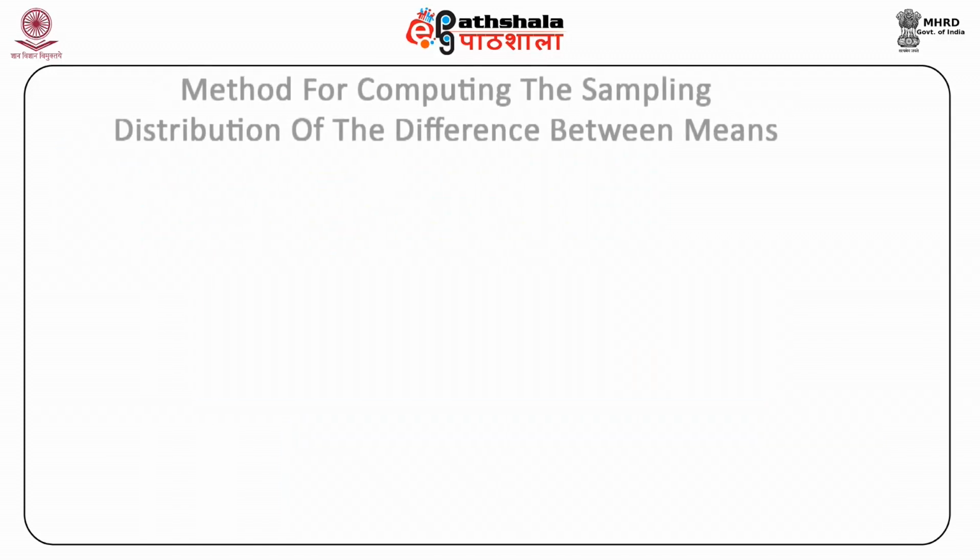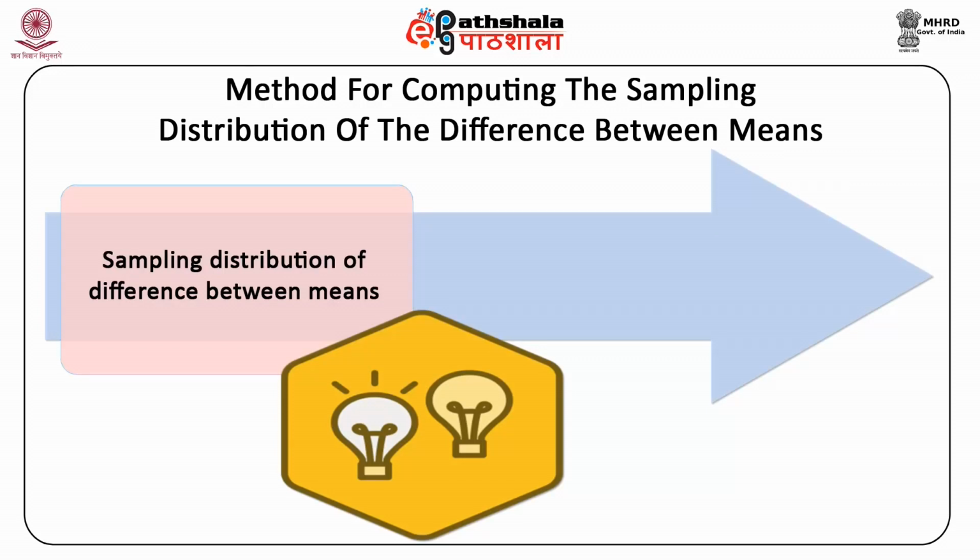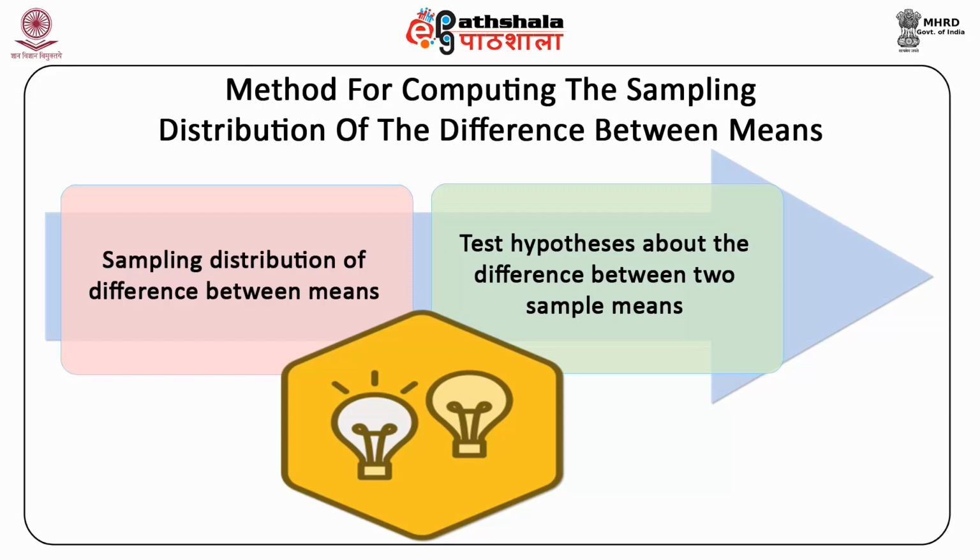Now, moving on to the method for computing the sampling distribution of the difference between means. As you must be familiar with the sampling distribution of the mean, we use another theoretical sampling distribution, the sampling distribution of the difference between means, to test hypotheses about the difference between two sample means.